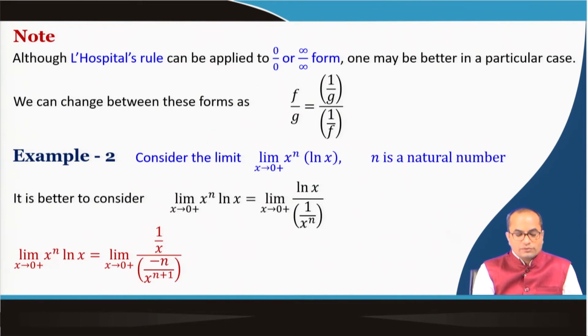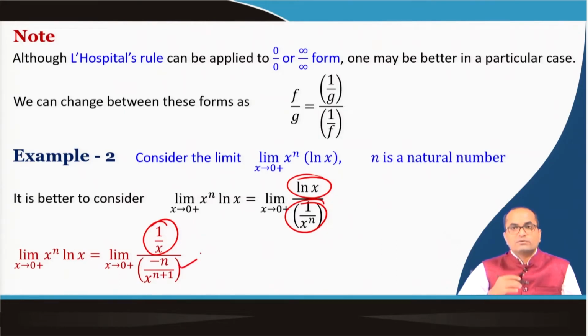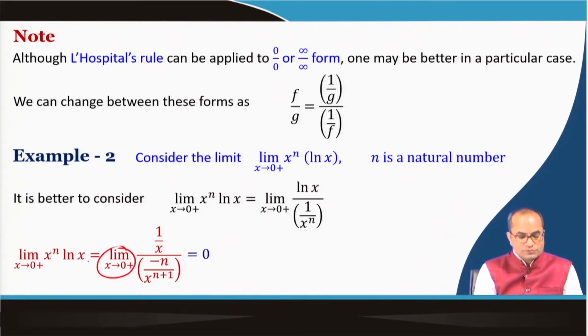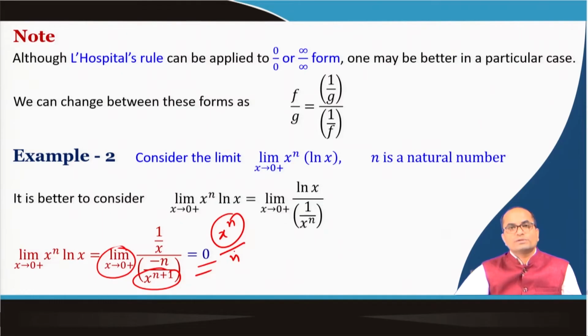So, the L'Hopital rule means the derivative here is 1 over x and the derivative here will be minus n over x power n plus 1. And this, when x approaches 0, will go to x power n divided by this n, and x goes to 0. So, this will go to 0. So, we have this limit as 0.